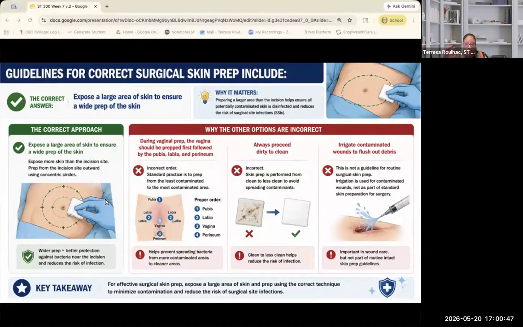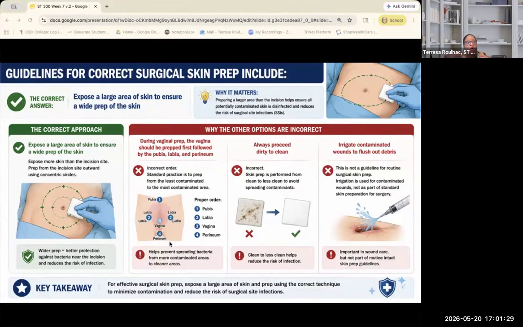So the question asks, what is the correct guideline for surgical skin prep? I want you to think back to when we did this live session. I think it's last week, right? Are we prepping a tiny exact spot or a larger area? Right, it's a larger area. Because the surgeon may extend the incision or even need additional access during the procedure. So that's why we're not going to just do that incision site.